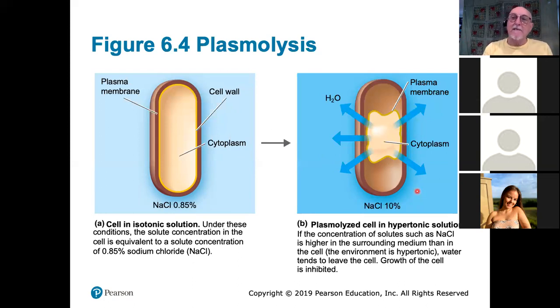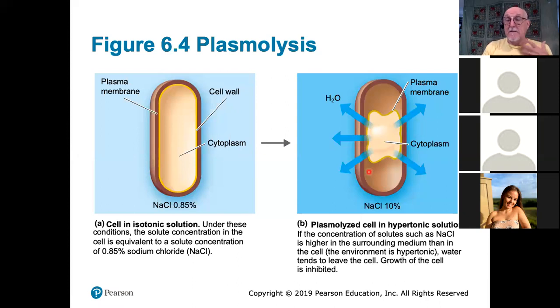Well, in that case, the inside of the cell now has a much higher water concentration. This is hypertonic to this. The water is going to flow that way by osmosis. It's going to flow out of the cell. And the cytoplasm is going to begin to shrink. And it's actually going to pull away from the cell wall.